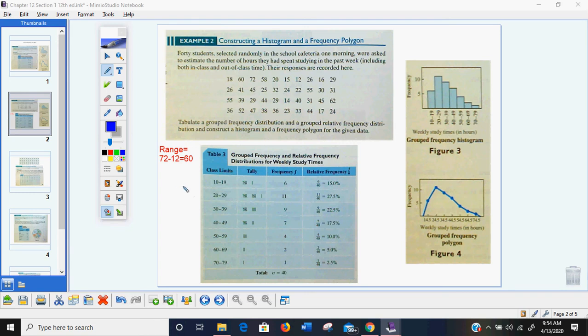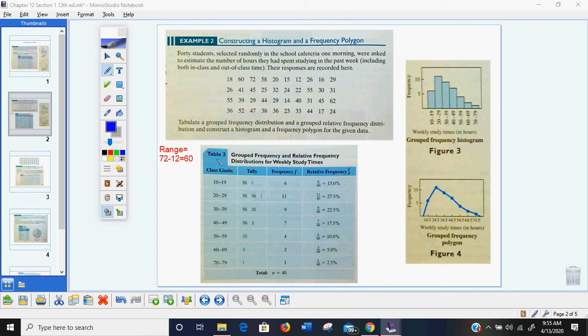Now, if you include 10 and you count them out, they started at 10. You could have started at 12. They opted to start at 10. So they did 10, 11, 12, 13, 14, 15, 16, 17, 18, 19. That is actually 10 units. And then they did 20 to 29, 30 to 39, 40 to 49, 50 to 59, 60 to 69, and 70 to 79.